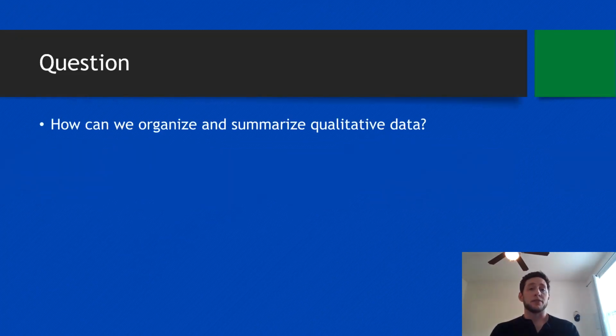So, question to kick it off. How can we organize and summarize qualitative data? Well, great question. Let's think up a scenario that involves qualitative data. Maybe you want to poll your family on what kind of food you want to eat. Let's say you're deciding between pizza, tacos, and chicken. Well, how would you conduct that poll? You'd probably just have everybody raise their hands when you call out the food of their choice.